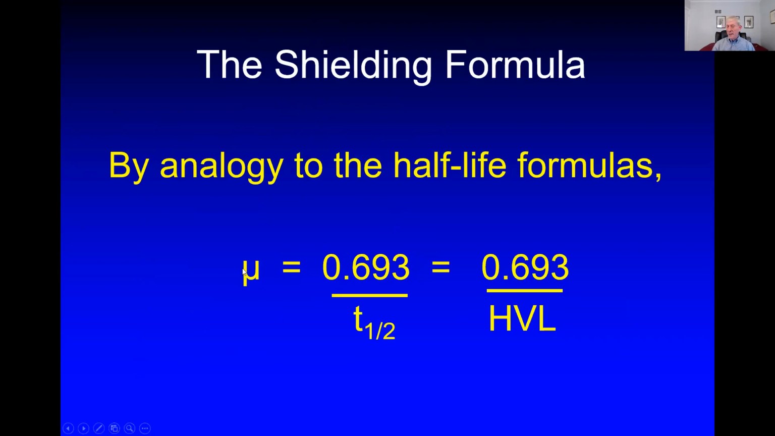So just like for the half-life equations, look what we've got. Mu, just like lambda, same formula, 0.693 over T1/2, but this T1/2 is the half thickness, which we prefer to call the half-value layer. So mu is 0.693 over T1/2, or if you rearrange this, T1/2 would be 0.693 over mu.